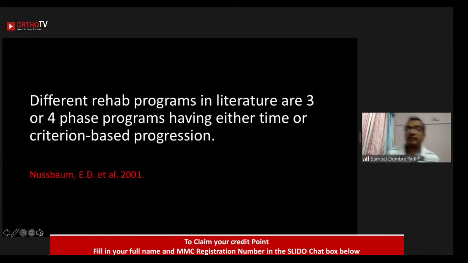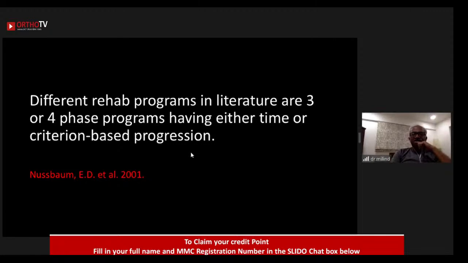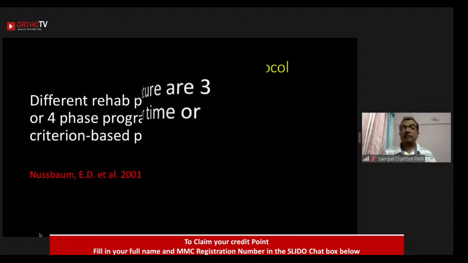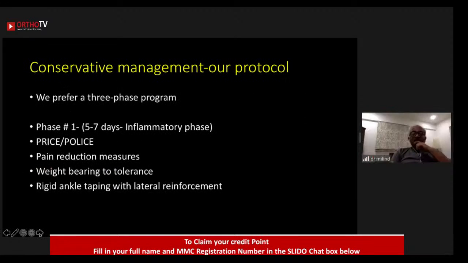There are different rehab programs in literature, which are either 3-phase or 4-phase programs. These programs are based either on time criteria or on criteria for progression. For conservative management, we have been following a 3-phase program at our center, where phase 1 is 5 to 7 days, which is typically the inflammatory phase of tissue healing.